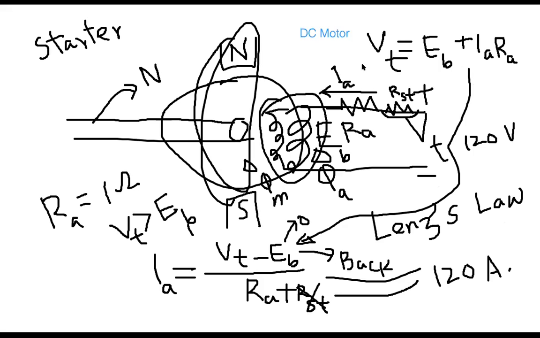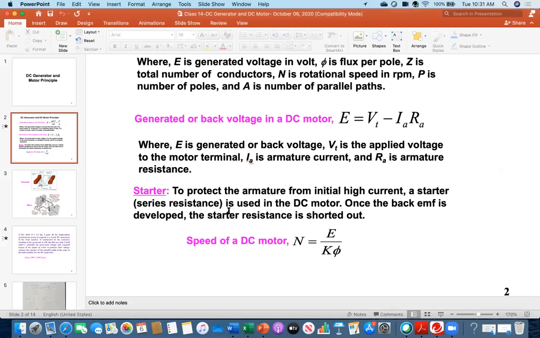So that's why I saved this one. I am now taking you to that slide and you can understand. Now everybody read this one. This is my back voltage equation in a DC motor. I wrote down from here IA equals E minus VT over RA. Now everybody read what is starter. To protect the armature from initial high current, a starter, which is called series resistance, is used in the DC motor. And once the back EMF is developed, the starter resistance is shorted out.